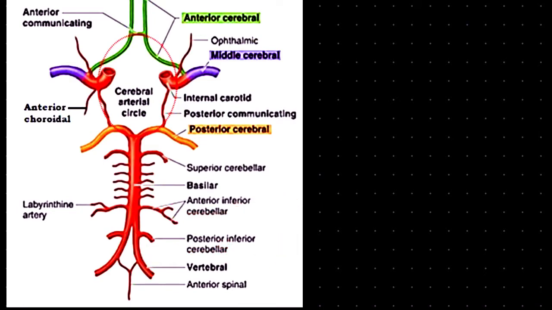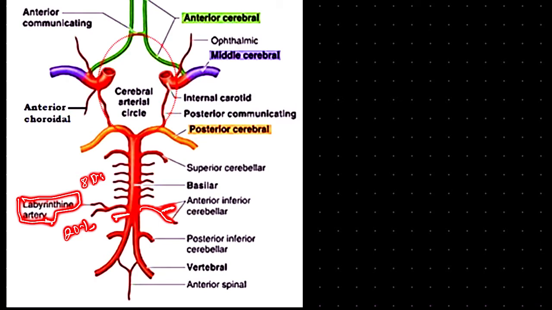Now, one important thing about this anterior inferior cerebellar artery: it gives a branch in 80% of cases, and that branch is the labyrinthine artery. But what happens in the other 20% of cases? In 20% of cases, the labyrinthine artery is a direct branch of the basilar artery. That is one important thing that we need to keep in mind.